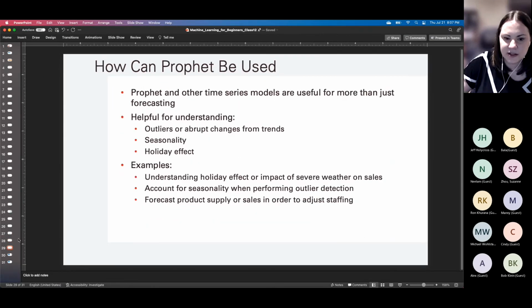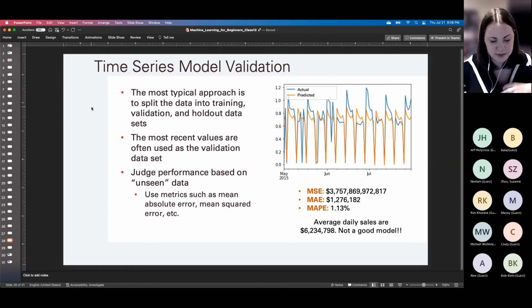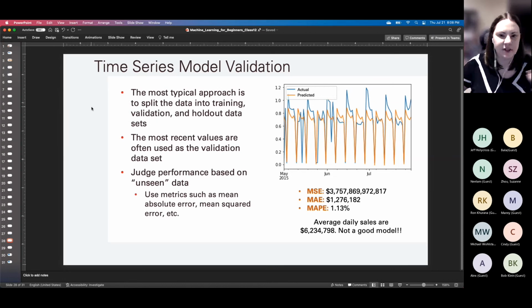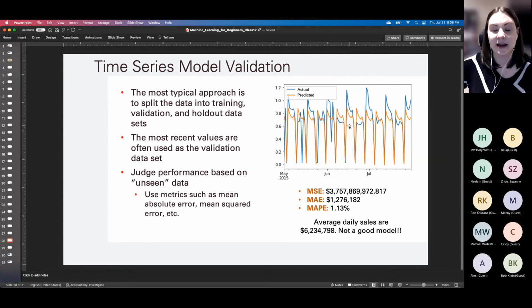I did forget to talk about validation. In order to validate a time series model, you would normally do k-fold cross-validation or a randomly chosen holdout data set. You can't do that with time series because the data is correlated over time and it wouldn't make any sense. So usually you chop off part of your data set. You hold out a certain amount of your data and use that to test and validate whether your model is good or not. In this case, it's terrible. This model's not good. So that the model performance can be judged on unseen data.